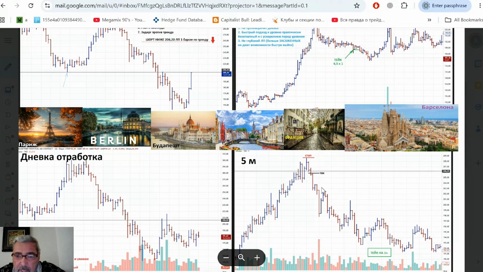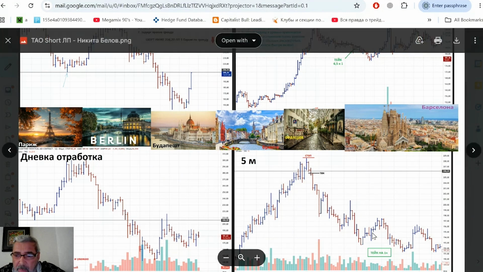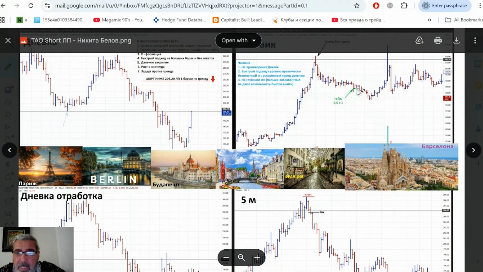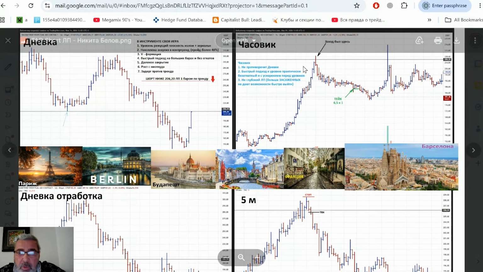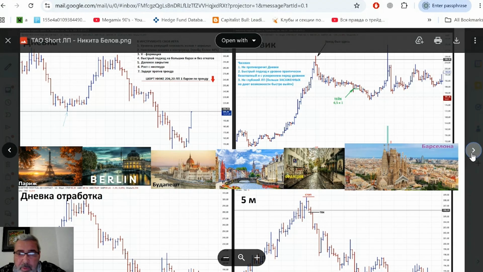Excellent entry point. Classic false breakout trade. See, when an asset just spikes out of nowhere like this, trading the false breakout pays off big time. Excellent hourly chart here. A clean 6.5 to 1 take profit. Really cool. Look at how much distance it covered. Super good.